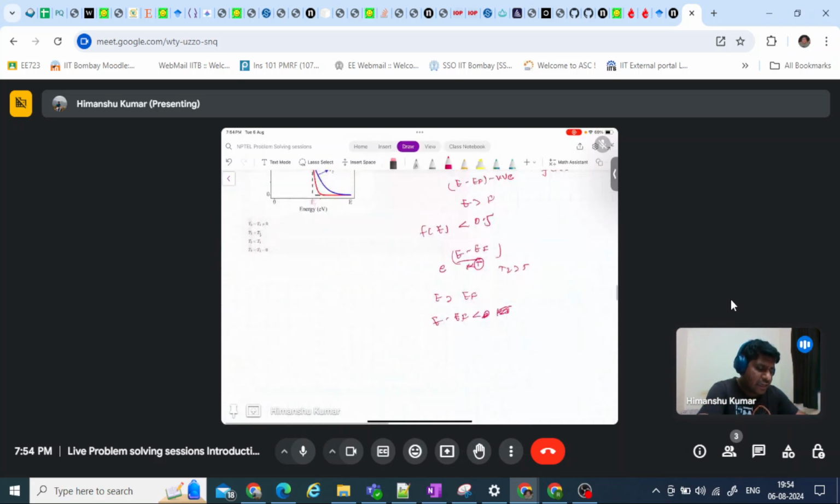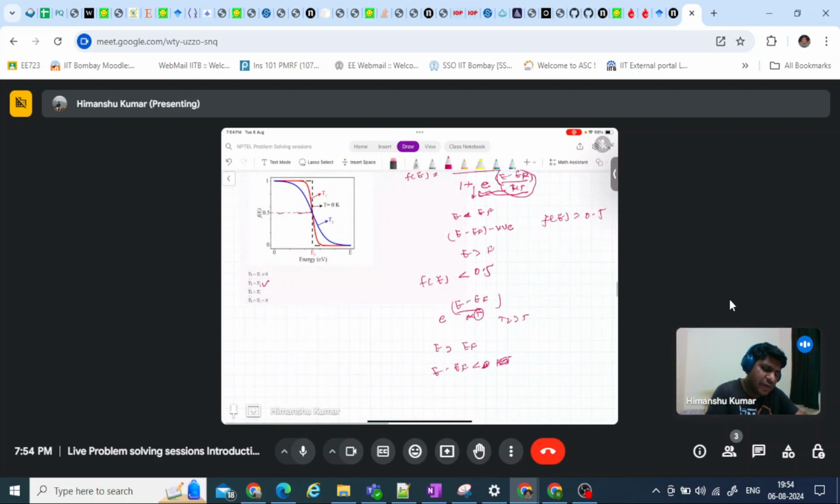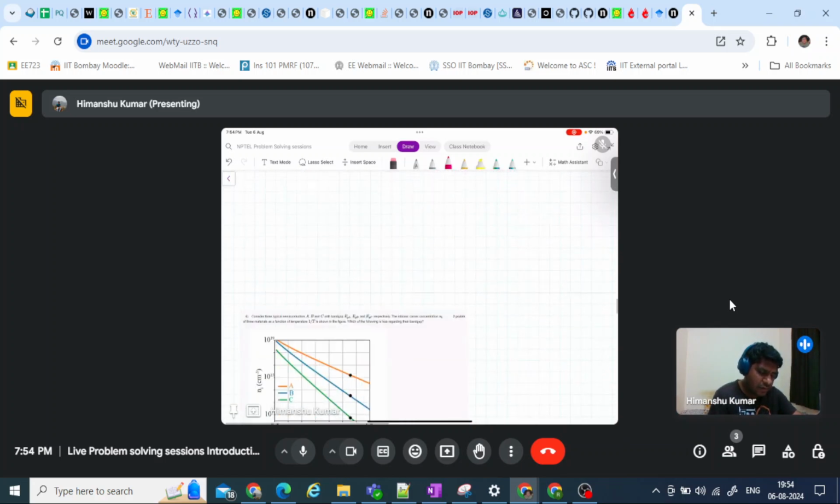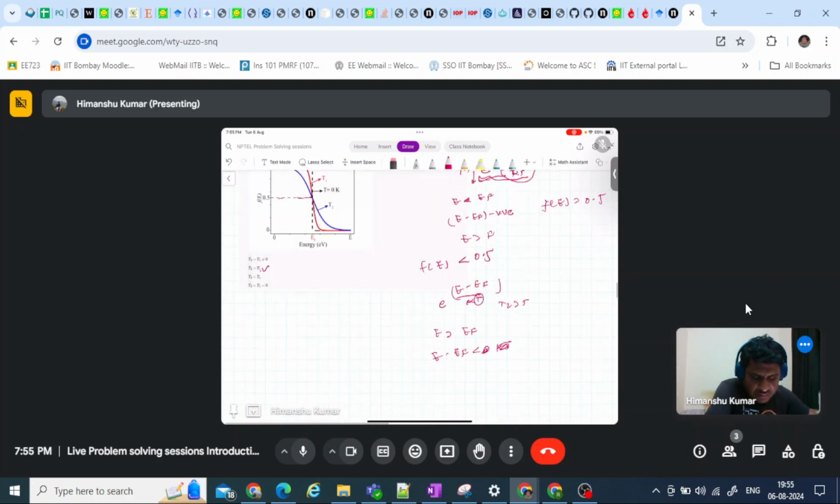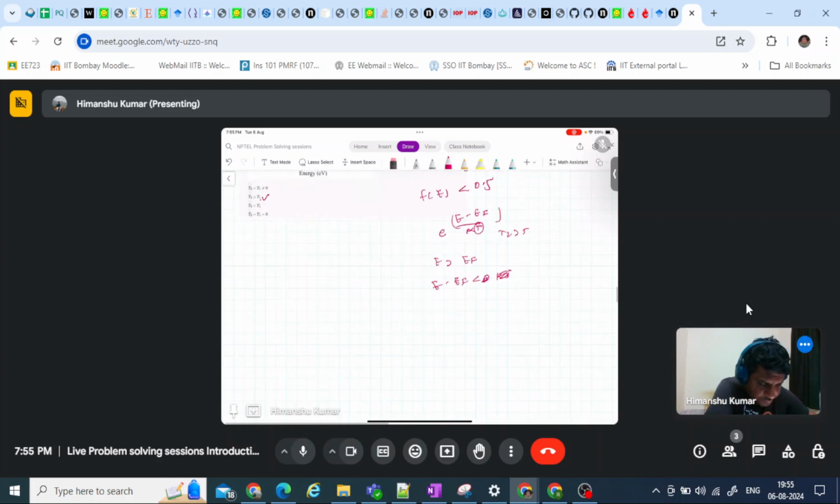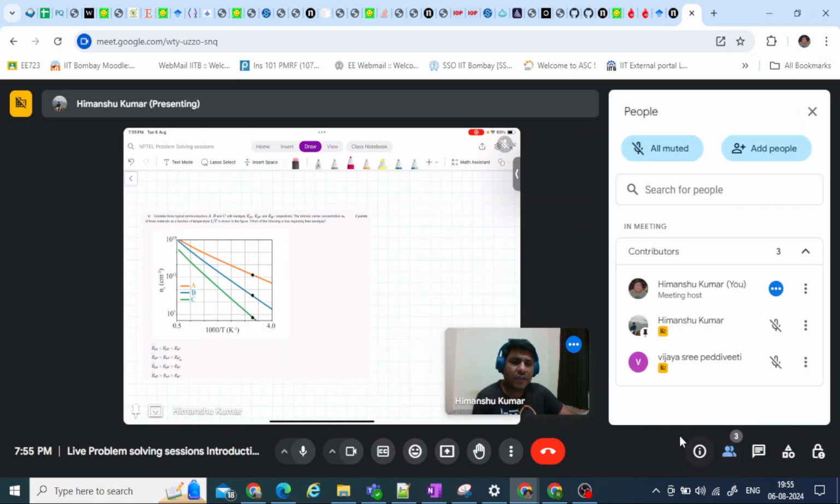So the correct answer for this is that the temperature T2 is larger compared to the temperature T1. So case-wise, you need to consider whether your E minus EF is positive or E minus EF is negative. Based on these two conditions, you can calculate what trend you will expect in the Fermi function. If there are any doubts, you can ask.